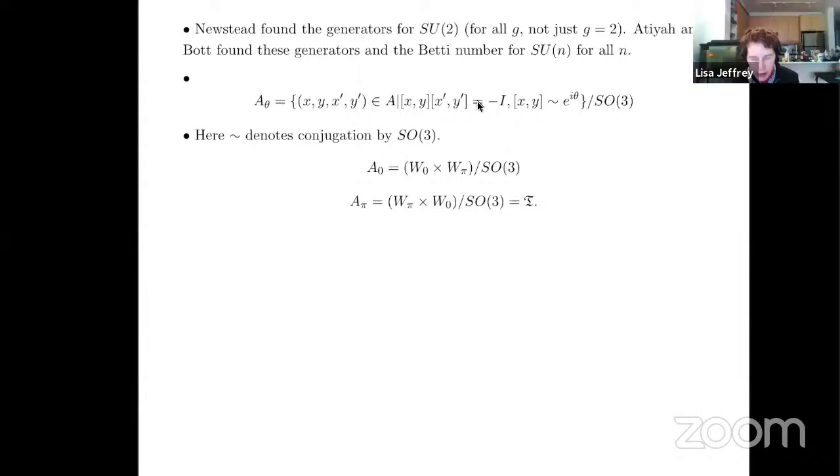So Newstead found the generators for SU2. Actually, for all G, not just genus 2. And Atiyah and Bott found them for SUN. I will introduce an additional notation. A theta is the set where the product of commutators is minus the identity, but the commutator of the first two elements is conjugate to e to the I theta.